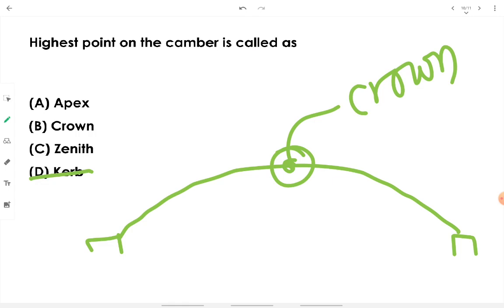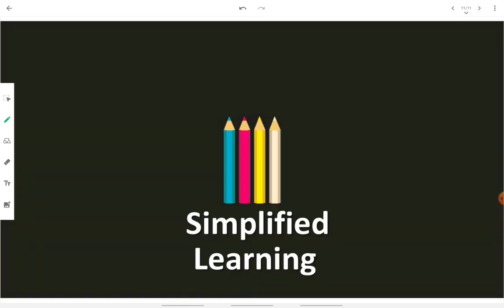Also in building construction materials, remember that the highest point on the extrados of an arch is called a crown. All right, so that was all for the video.